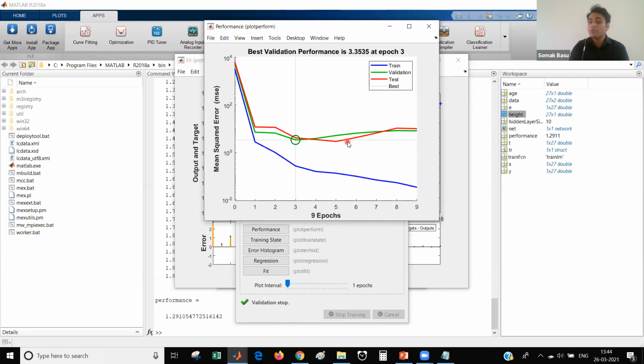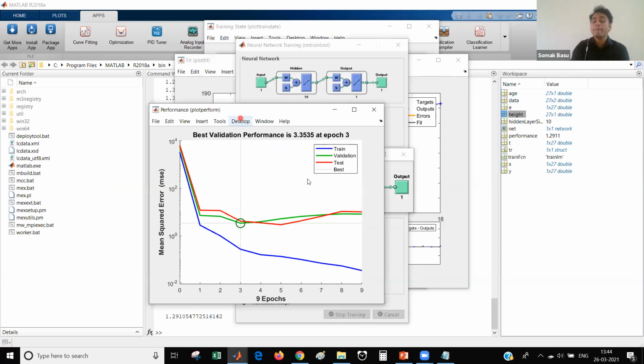You have got 3 curves over here. One is the training curve, one is the testing curve, and one is the validation curve. Training is when you are training the neural net. Testing means when you are testing the neural net, how is it performing, and validation is rechecking again. So you'll see there is something written over here. I'll tell you what it means. For example, best validation performance 3.3533 at epoch 3. What this means is while training, the mean square error kept decreasing with the number of iterations. See, it keeps decreasing.